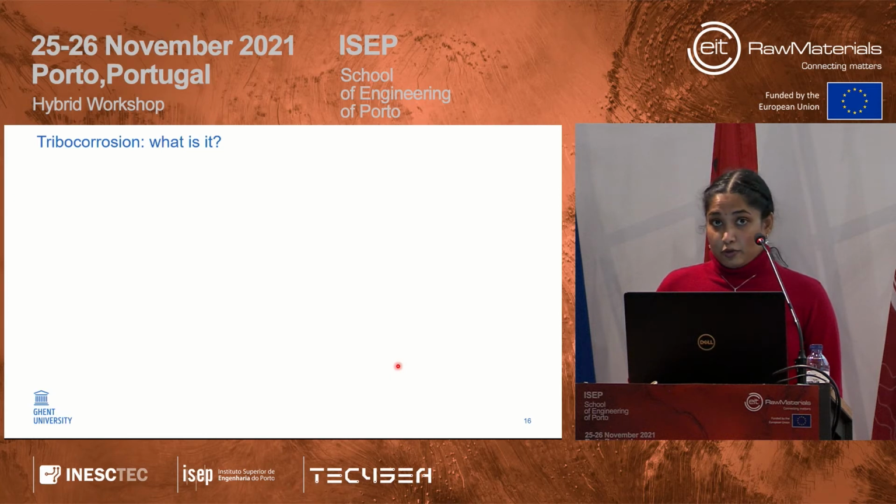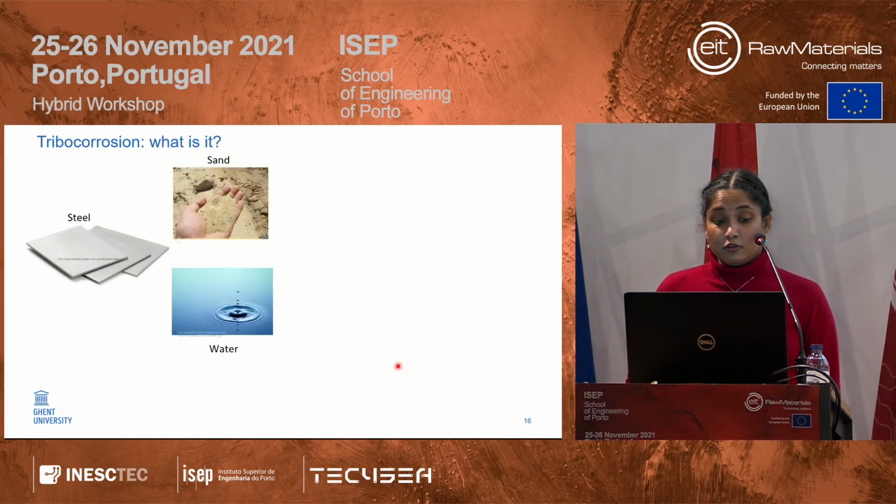Now, what is tribocorrosion? As I already mentioned, it is the amalgamation of two words. It's also the interaction between three basic components. So it can be steel reacting with sand and water. What happens when these three come together? So this is wear and this is corrosion.